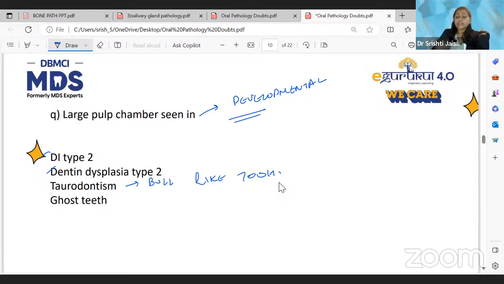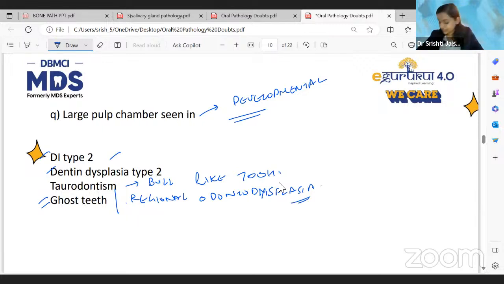So what do we see here? We see a large pulp chamber, and also with respect to ghost teeth. Ghost teeth is also called regional odontodysplasia. Just remember all the type 2 is associated with a large pulp chamber, that is dentinogenesis imperfecta type 2 and dentine dysplasia type 2. Ghost teeth is also called regional odontodysplasia. Okay, I hope this is clear.